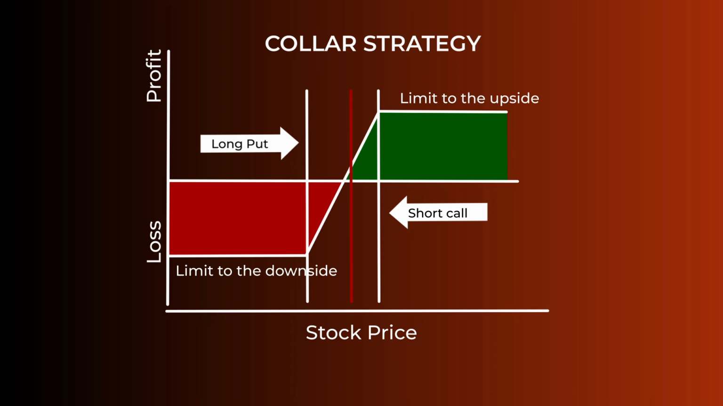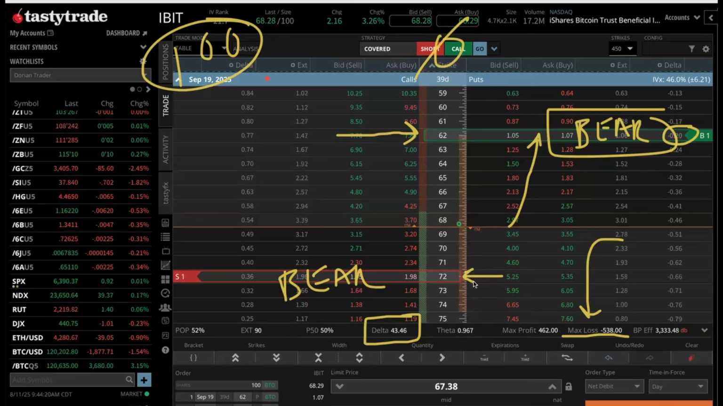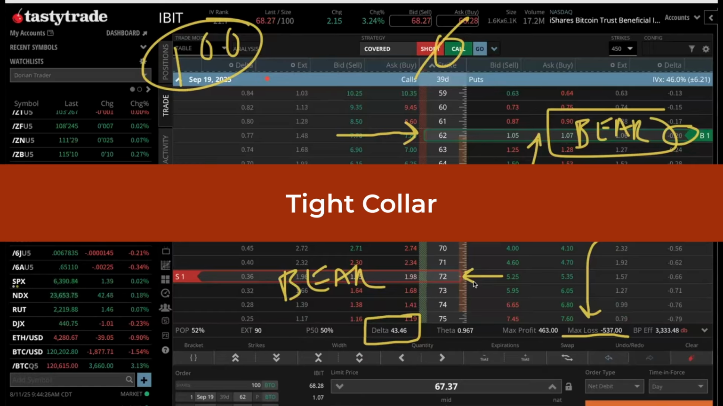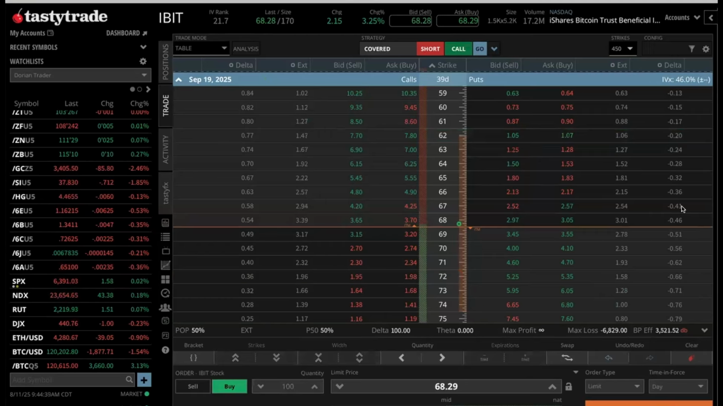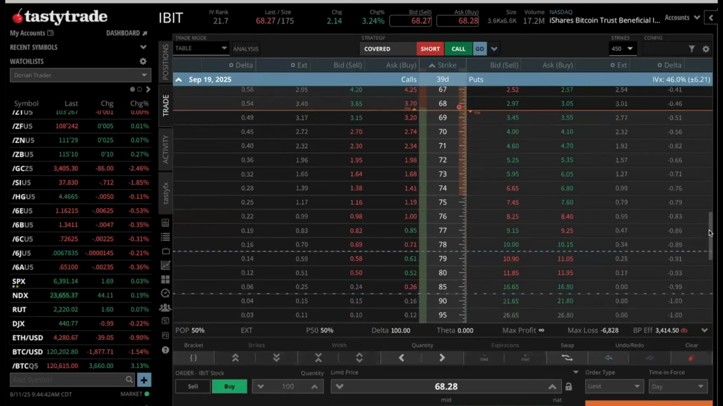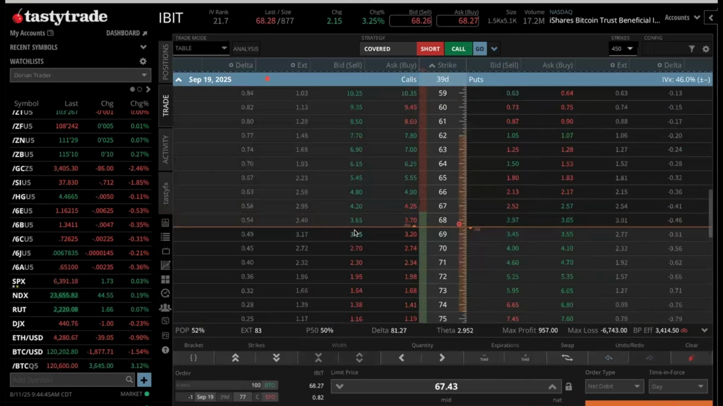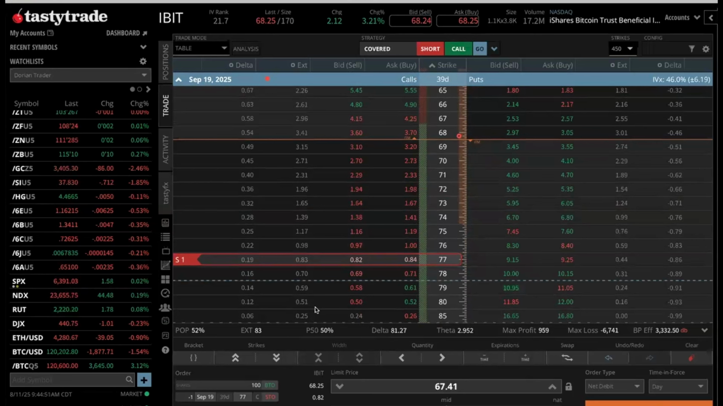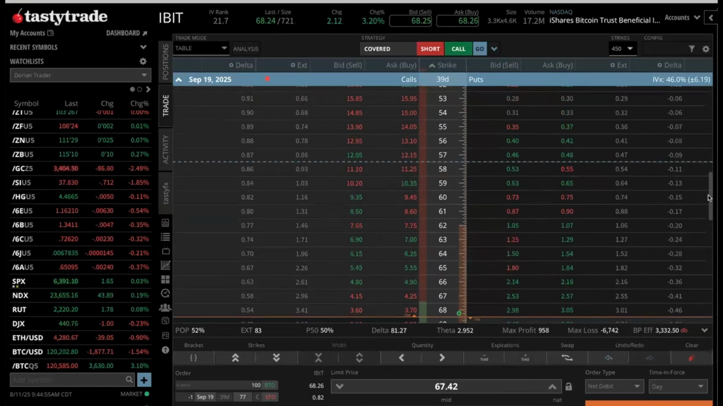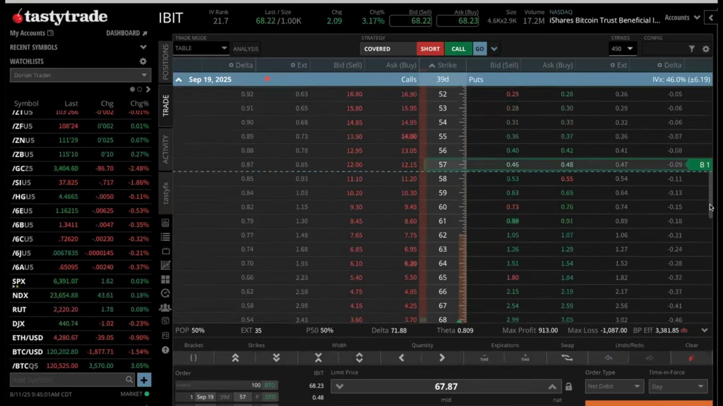This strategy could be very, very useful in almost any market, if not any market, because the collar can be done tight. You can do a tight collar, you can do a super wide collar, and everything in between. So, for example, if I decided that instead of doing the 72 and the 62, I can decide to sell the call at, let's just say this 77 strike, which is at a 19 delta. That's going to give me about $83, and then I can buy a put for something less than that. So let's just say I decided to buy the put at this 57 strike here. So that's at a 9 delta.